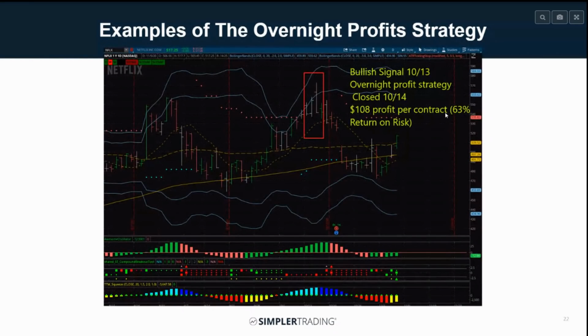I will oftentimes set my good till cancel for about $100 profit per contract, depending on the type of trade or strategy I'm in. And this one itself was able to trigger that next morning. I was able to instantly close it out and recycle that capital back into my account.